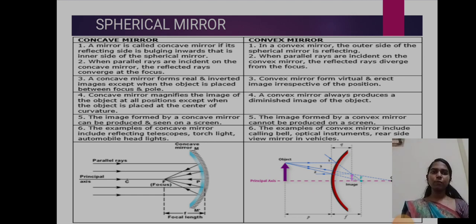Next, the image formed in the concave mirror can be produced and seen on a screen. Here it cannot be seen on a screen. And the examples of concave mirrors are telescopes, torchlight, automobile headlights. While here, the examples are optical instruments, rear side view mirrors of vehicles, and calling bell.